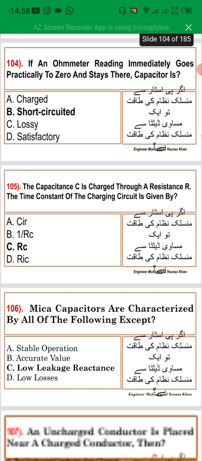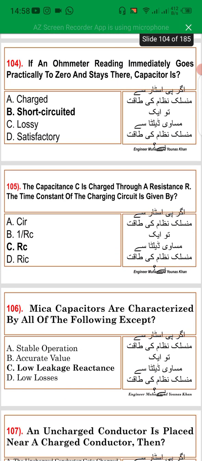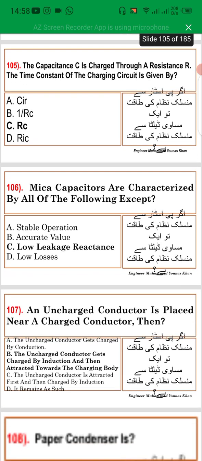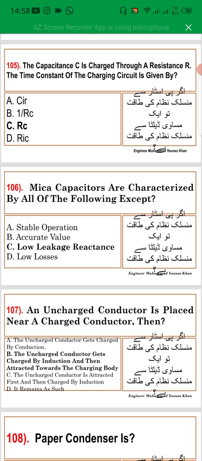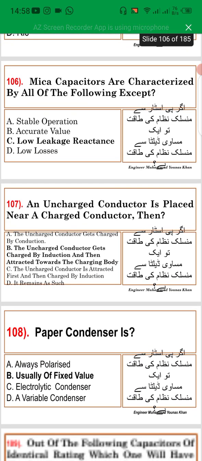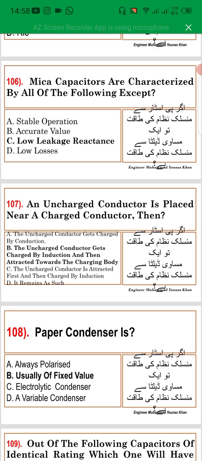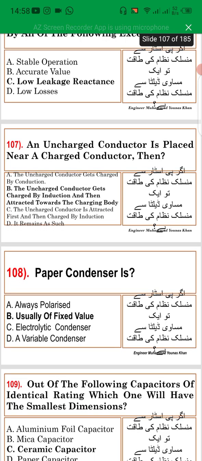If an ohmmeter reading immediately goes practically to zero and stays there, the capacitor is short circuited. The capacitance C is charged through a resistance R. The time constant of the charging circuit is given by RC. Microcapacitors are characterized by all of the following except low leakage reactance.